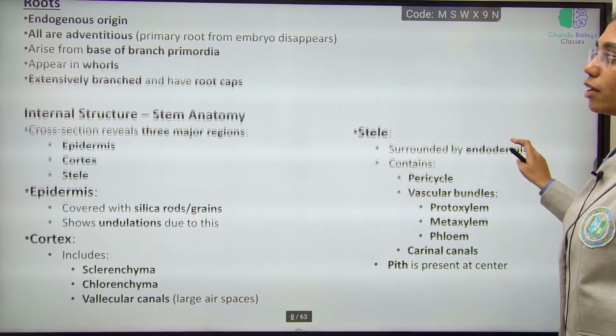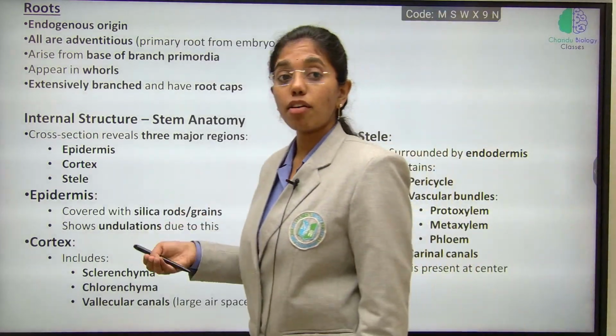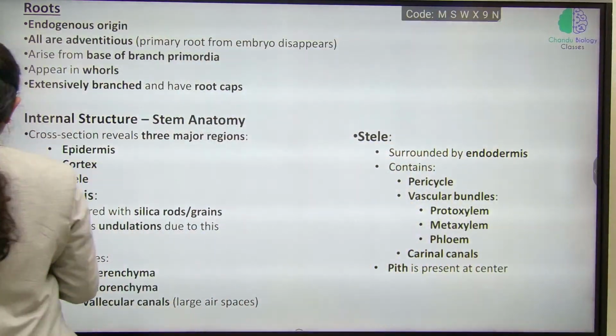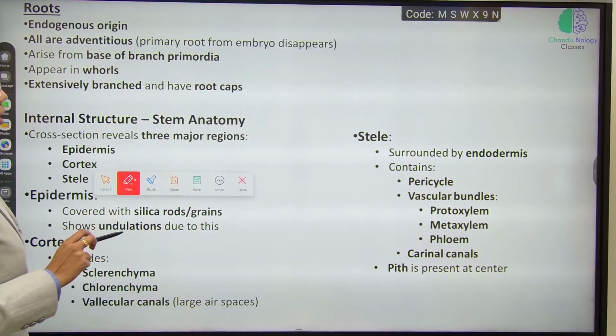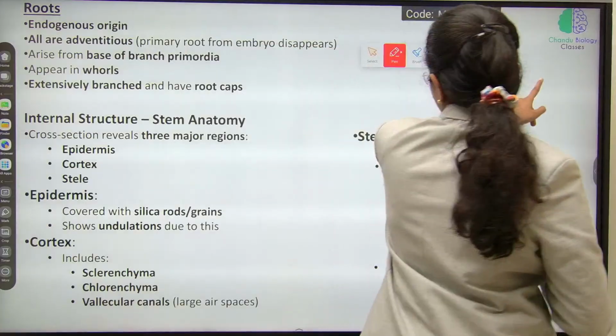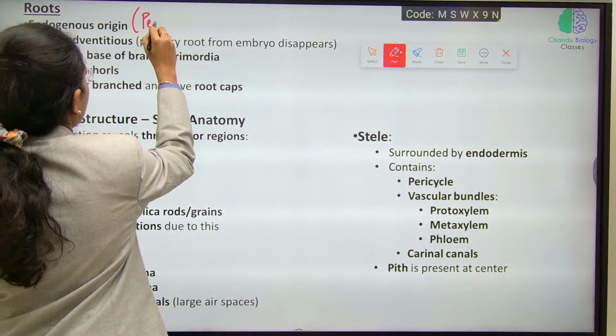Roots. Roots are endogenous in origin. Endogenous in origin means from which point they are originating. They are originating from the pericycle region. Roots originate from the pericycle region inside. They are endogenous in origin. They originate from pericycle.